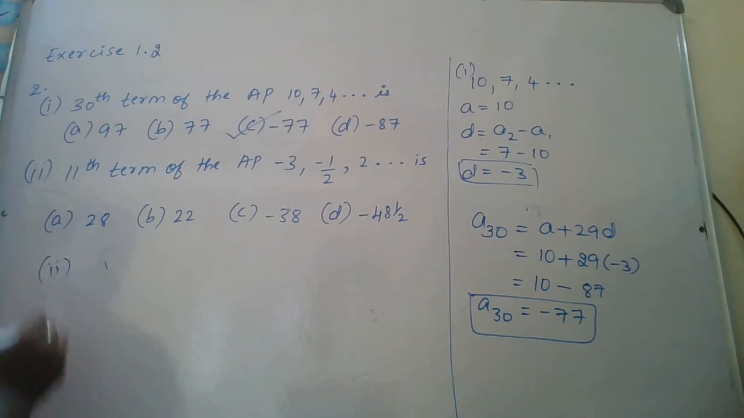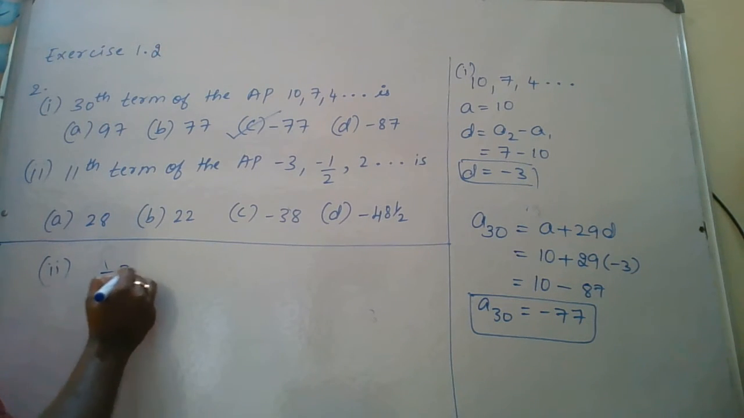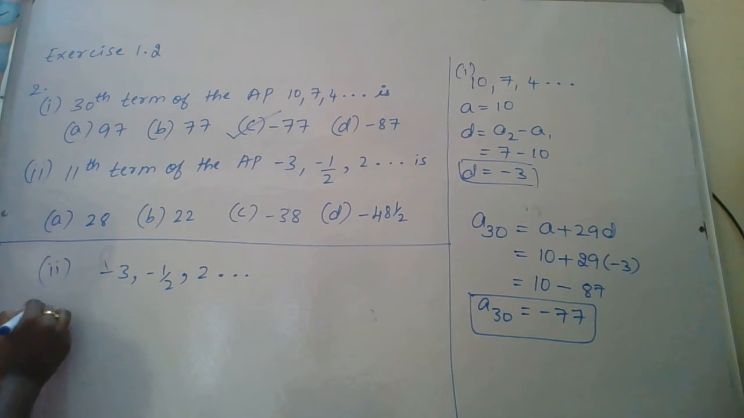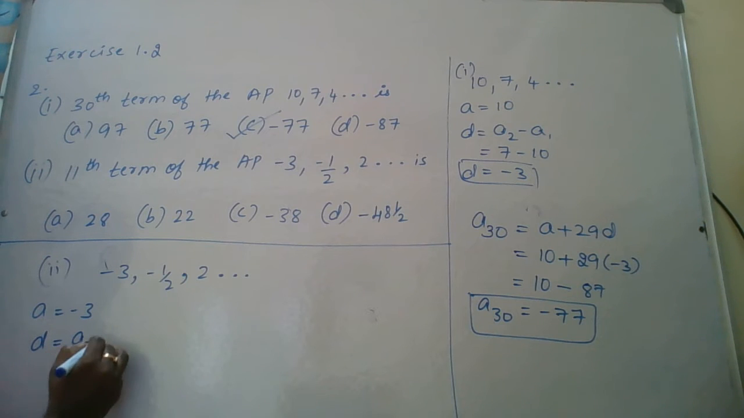Let me solve it here itself. Again, let's write the AP first: -3, -1/2, 2, and so on. The value of A is -3. A is the first term. Now what is D? It is given by second term minus first term. The second term is -1/2 minus the first term, -3. So it will become minus of minus. Already there is a minus, and A1 also has a minus, so minus of minus: -1/2 plus 3.